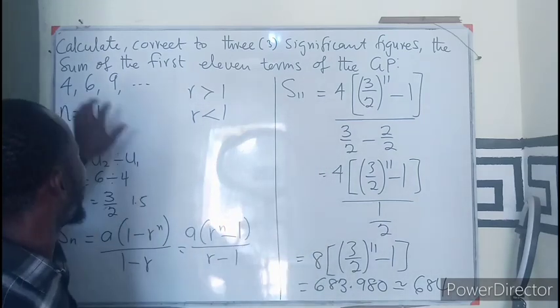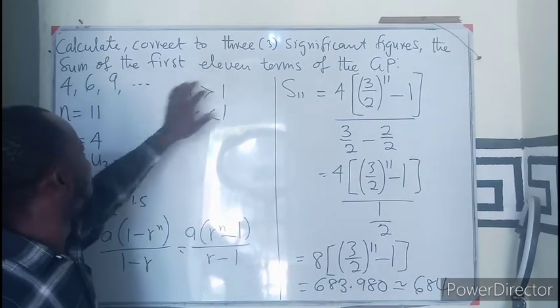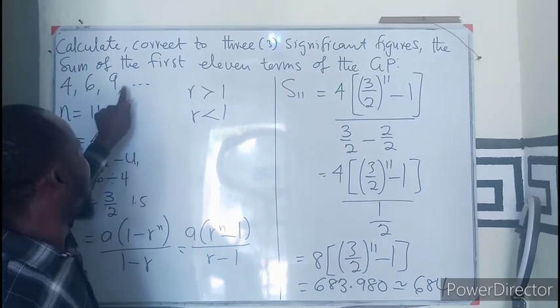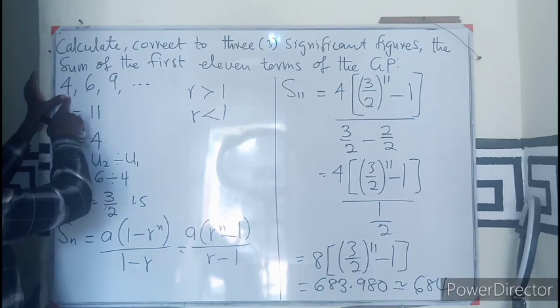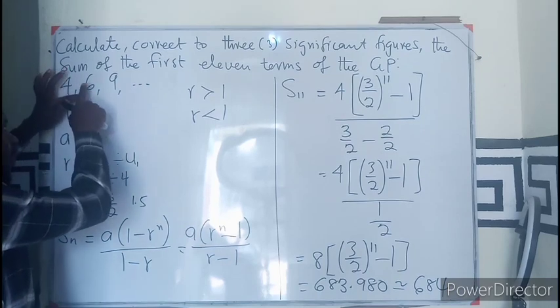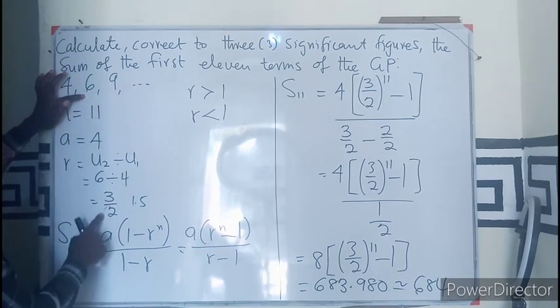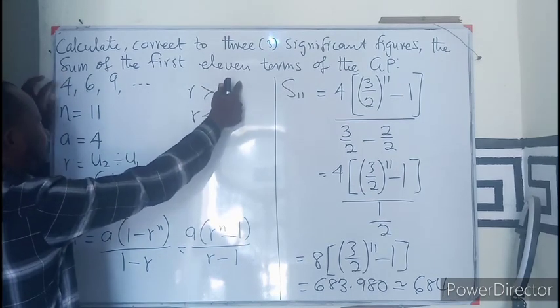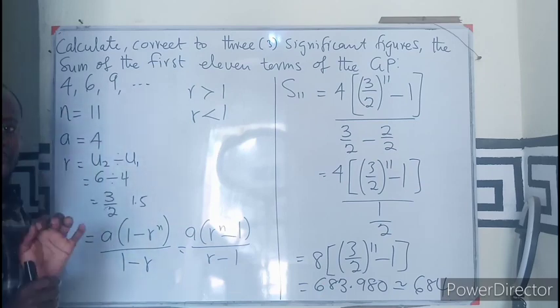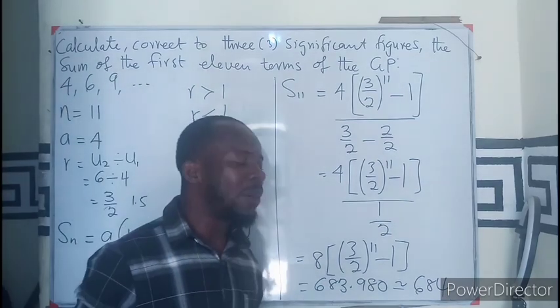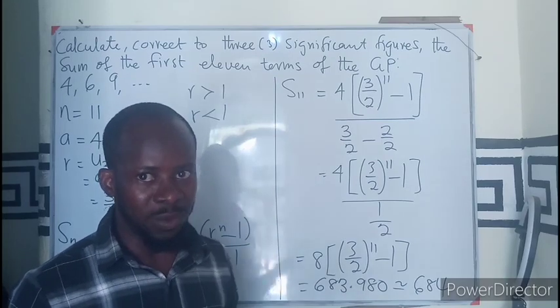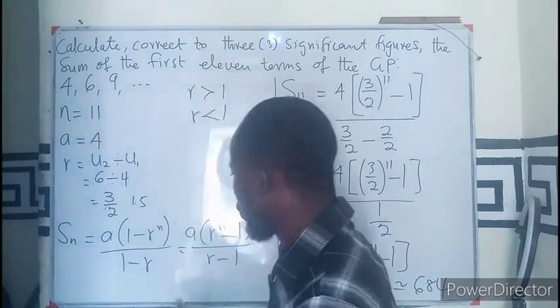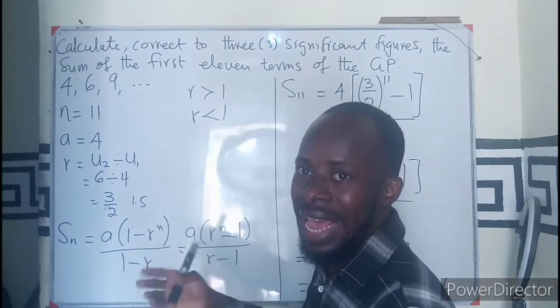Meaning the sum of the first 11 terms of this GP. Meaning if we keep on multiplying this term to get this, by the common ratio, up to the 11th position, if you add all those elements together, you should be having something like 684.